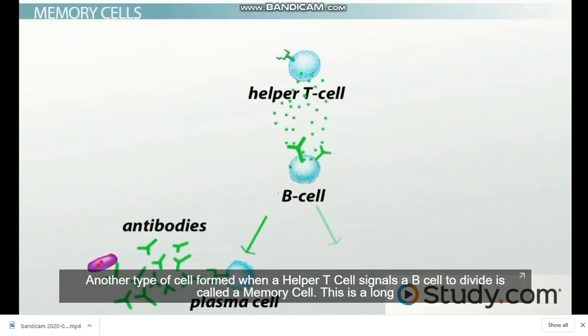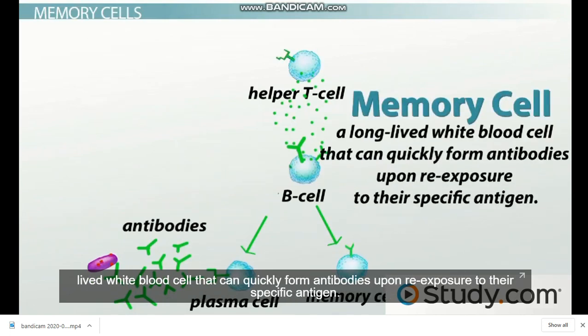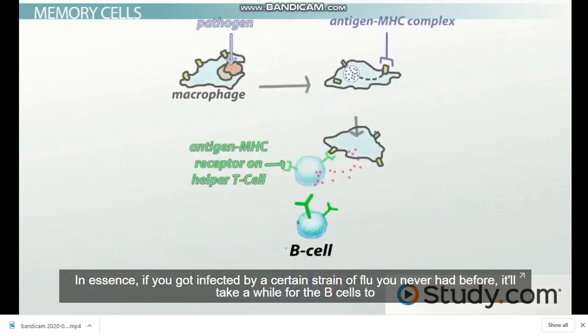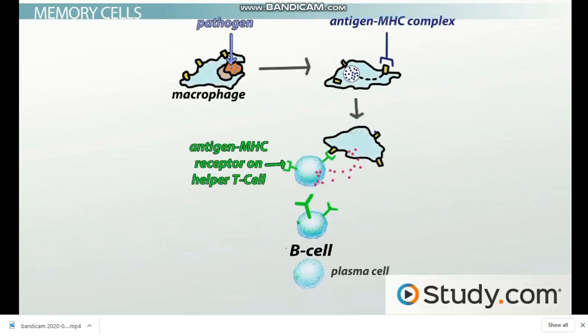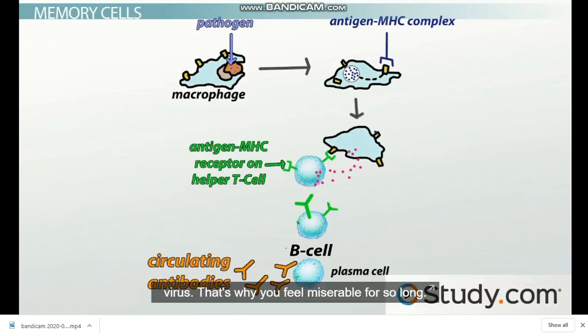Another type of cell formed when a helper T cell signals a B cell to divide is called a memory cell. This is a long-lived white blood cell that can quickly form antibodies upon re-exposure to their specific antigen. In essence, if you got infected by a certain strain of flu you never had before, it'll take a while for the B cells to turn into plasma cells, which in turn take a while to produce antibodies, which are finally able to stop the virus. That's why you feel miserable for so long.